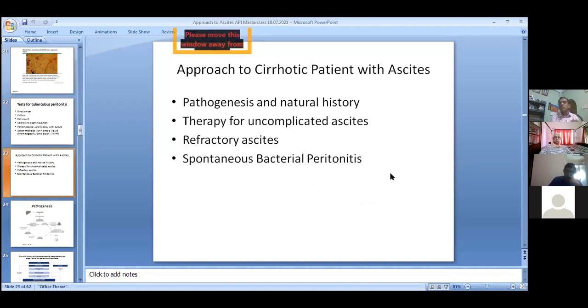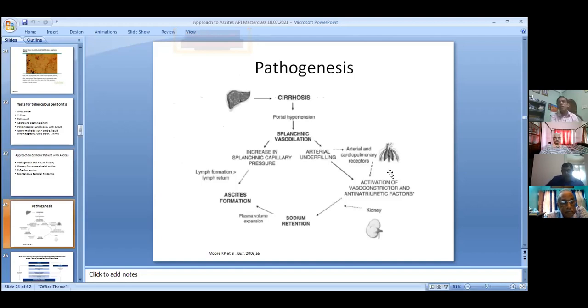So now the most important part of my discussion is how to approach a patient with cirrhotic ascites. As I mentioned, cirrhosis is the commonest cause of ascites, so I want to discuss a few points about the pathogenesis, then the therapy, and the problem of difficult to treat ascites, that is refractory ascites, and spontaneous bacterial peritonitis.